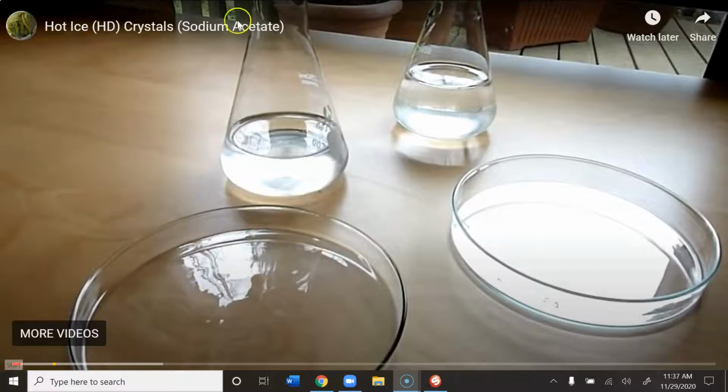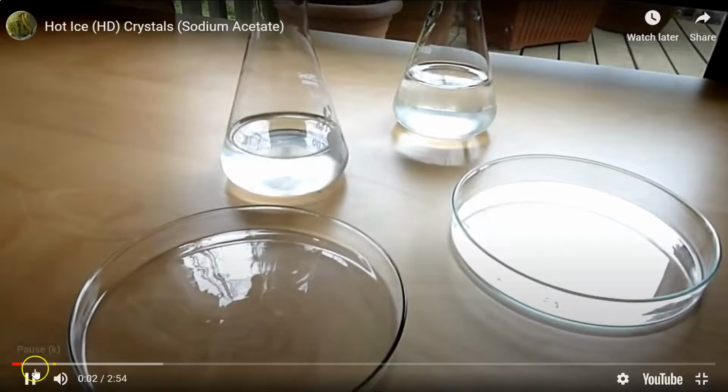Okay, so what they have here is they have a supersaturated solution of sodium acetate. So in here, they have dissolved more sodium acetate than you should be able to dissolve. Sodium acetate is one of the rare substances that very easily supersaturates. And so what you are going to see is they're going to show you what happens, and I'll try and fill you in a little bit as we go. So play the video.